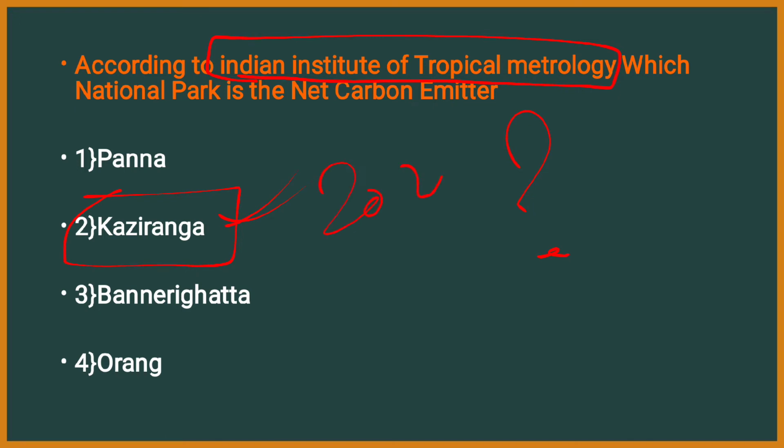In 2021, there was a current affairs item which stated that Kaziranga has become the first national park in India to implement the satellite monitoring system, right?